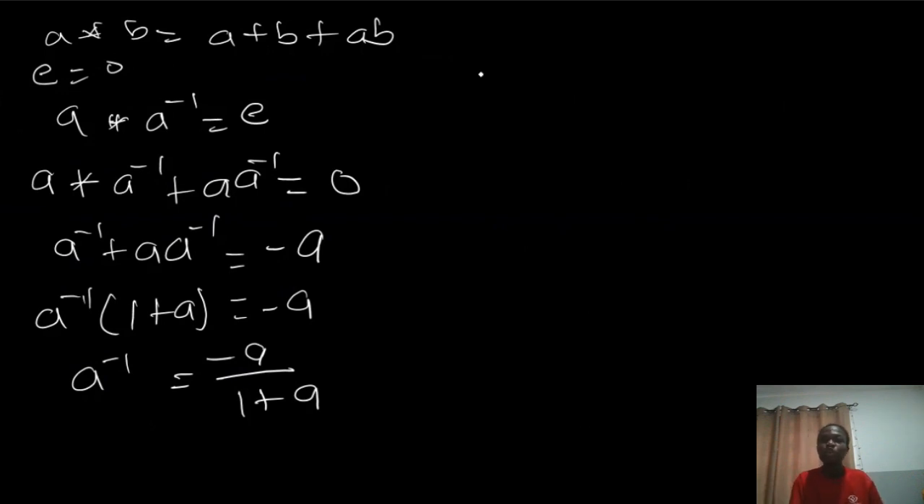So we are looking for a number which will give us the denominator 1 plus a to be 0. So now we have 1 plus a equal to 0. So it means that a is equal to what? Negative 1.